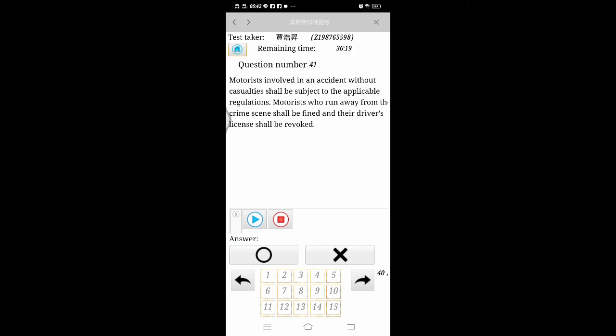Motorists involved in an accident without casualties shall be subject to the applicable regulations. Motorists who run away from the crime scene shall be fined, and a driver's license is issued when a driver applies at the motor vehicle office and passes the driving exams. A driver's license is required when administering CPR, cardiopulmonary resuscitation. Loose-fitting shoes make it difficult to control a motorcycle when the feet are needed to control balance.